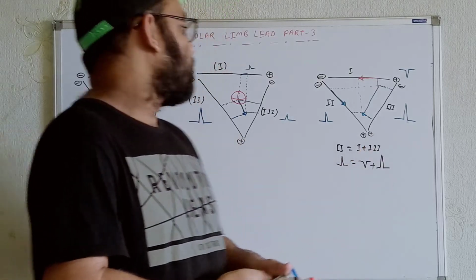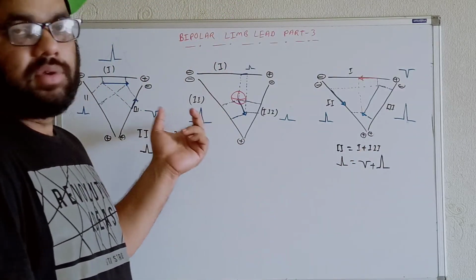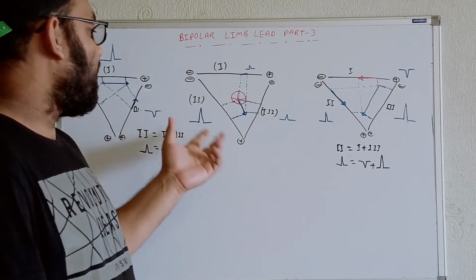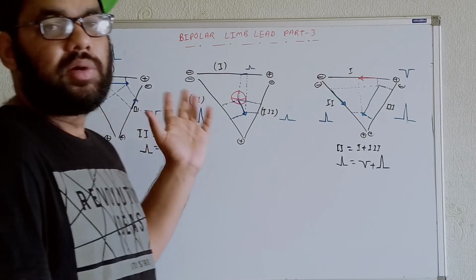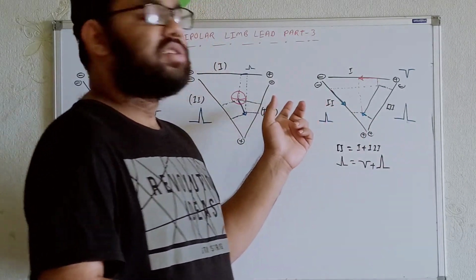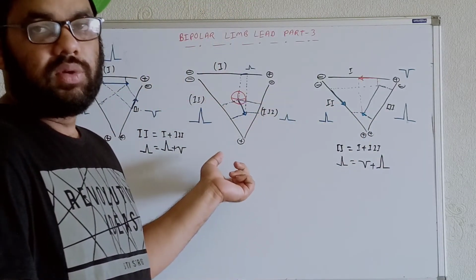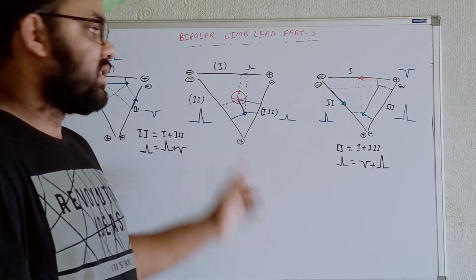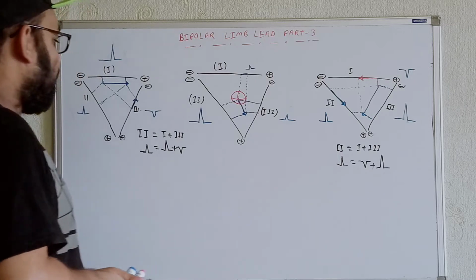There is no problem. In any condition, whether under normal physiological circumstances or pathological conditions where the direction of the major ventricular depolarization gets changed, the Einthoven's triangle still holds everywhere. Okay, that is fixed, constant. Now we'll talk about some more other cases.